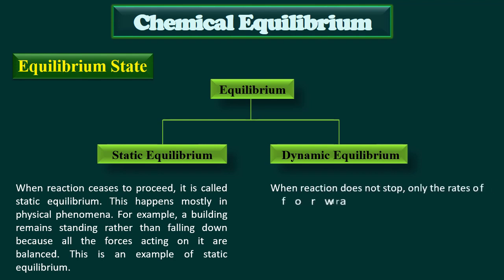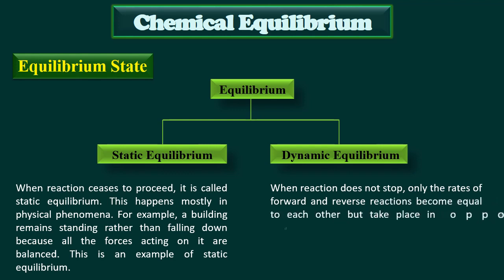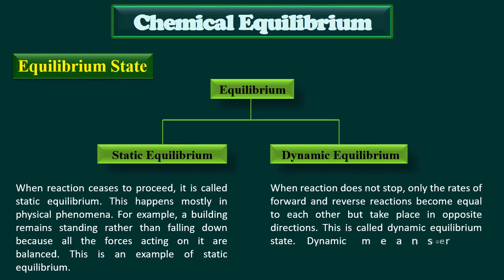When reaction does not stop, only the rates of forward and reverse reactions become equal to each other, but take place in opposite directions. This is called dynamic equilibrium state. Dynamic means reaction is still continuing.